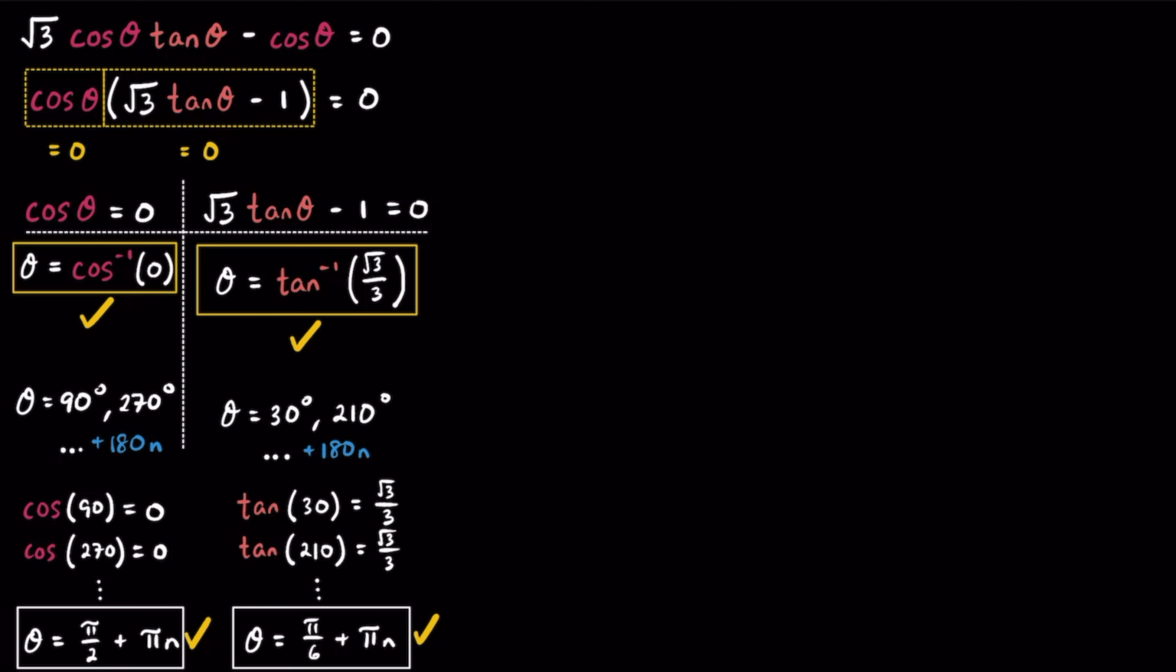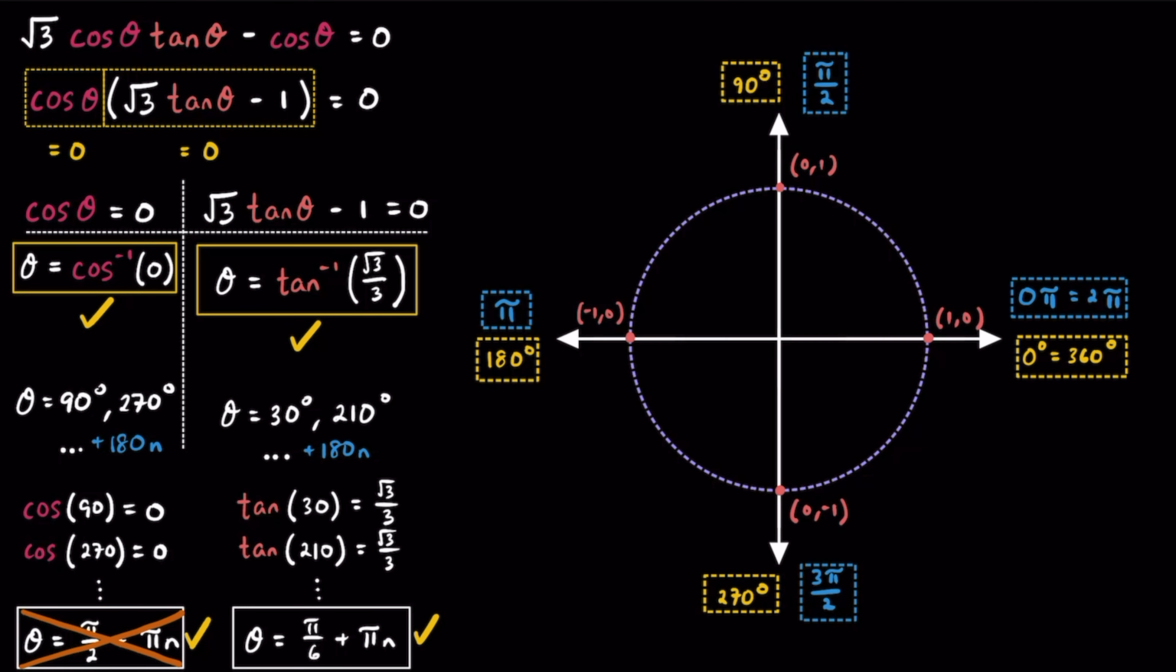Unfortunately, however, you need to do one more step to check for extraneous solutions here. It turns out that when theta is equal to pi over 2 plus pi n, these are going to be extraneous solutions. Let me show you why. While it's true that cosine of this pi over 2 plus pi more than that each time is always going to equal 0, it's not the case for tangent.